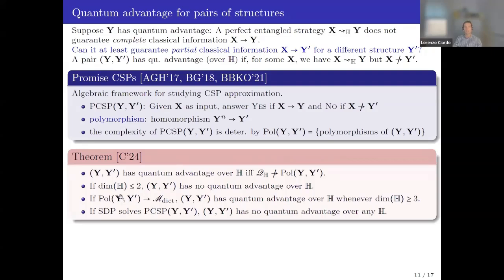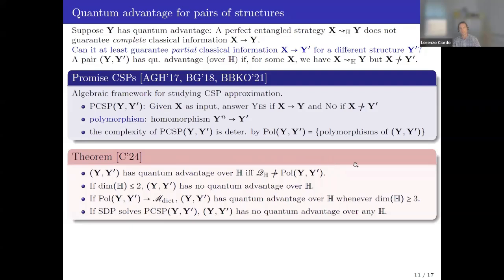And using this, we can reprove the same statements as before. So if the dimension of the space is at most 2, I never have quantum advantage. If the polymorphisms are trivial, so if they map to the dictator minion, I always have quantum advantage if the dimension is at least 3. If the problem is solvable via semidefinite programming, I never have quantum advantage. Okay, so we can use essentially the same theory also for this more general notion of quantum advantage.